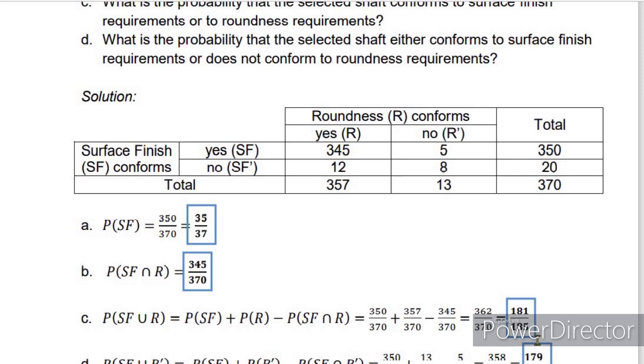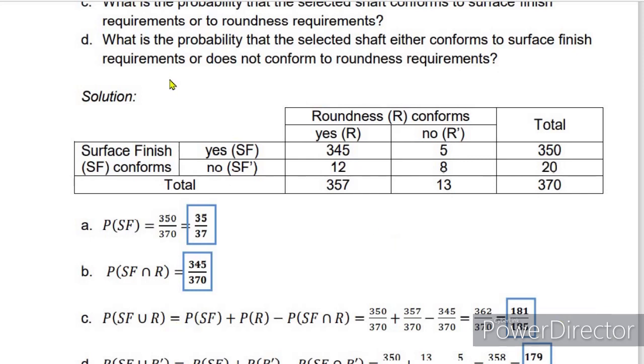So we can make it lowest term. So 181 over 185 is the answer. Okay? So guys, you should remember that when you see the word or, meaning union, you have to use this probability theorem, notation. Okay, so letter D.